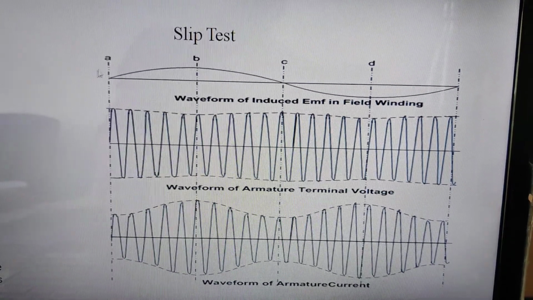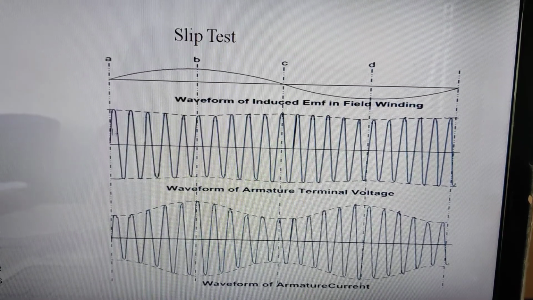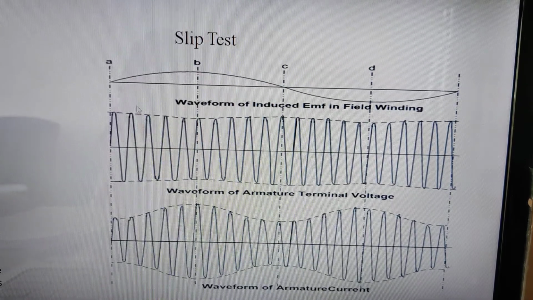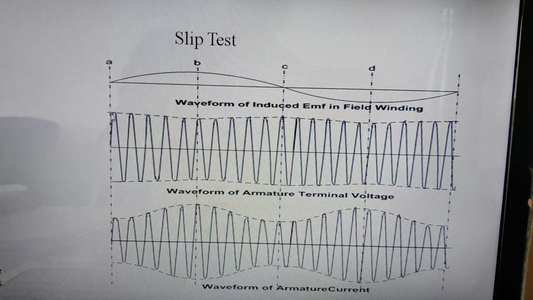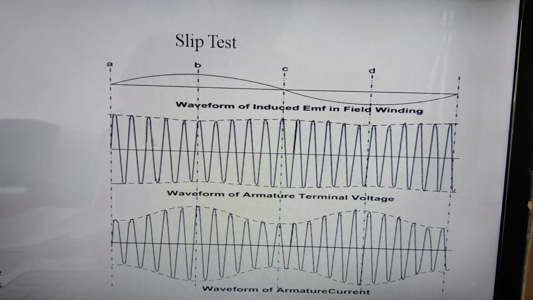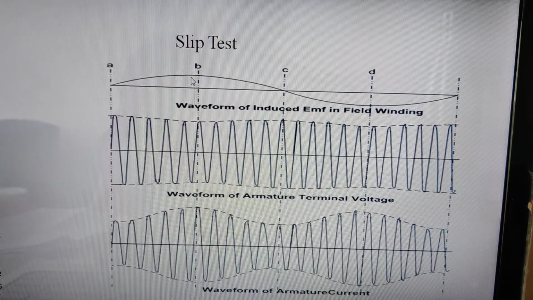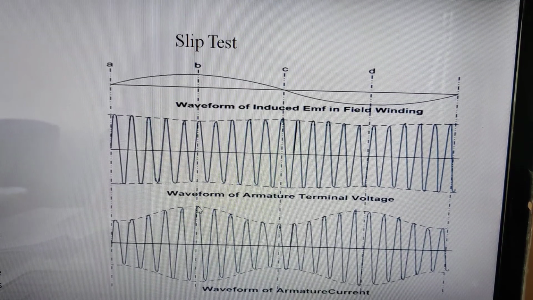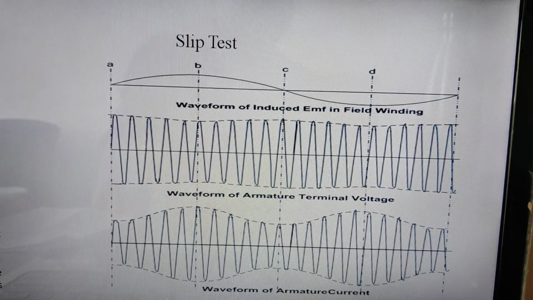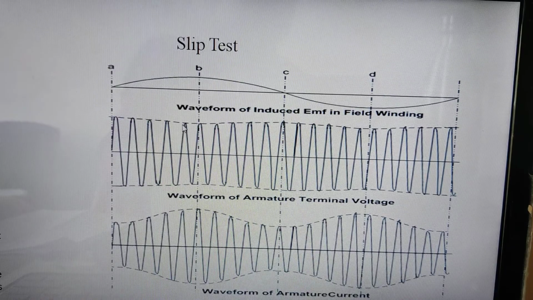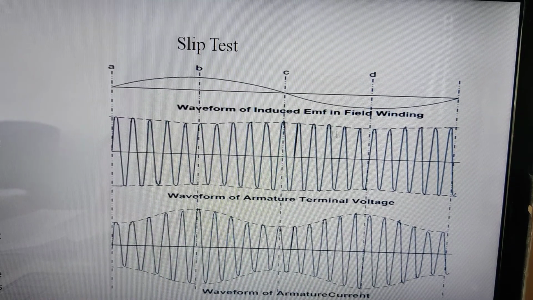As we have discussed in the formula, if this is the D axis, then you can see this is the signal of armature terminal voltage and this is the signal of armature current. So along the D axis, the voltage is maximum but the current is minimum. See the profile. And for the Q axis, a larger current is required to set up the flux in the air gap because of the longer air gap. So you can see the current profile is maximum and the voltage profile is less as compared to the current.